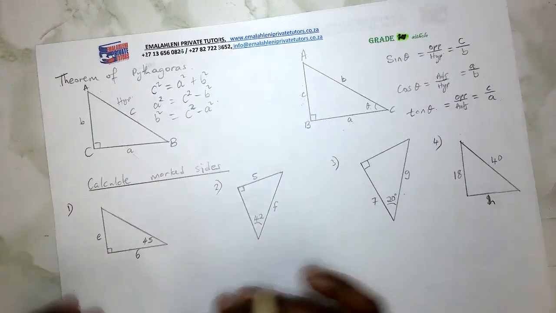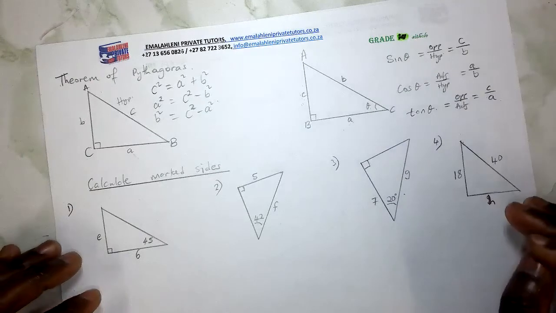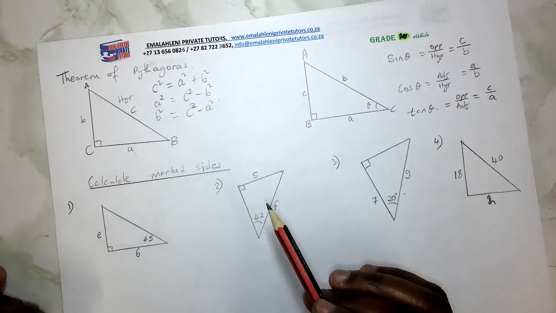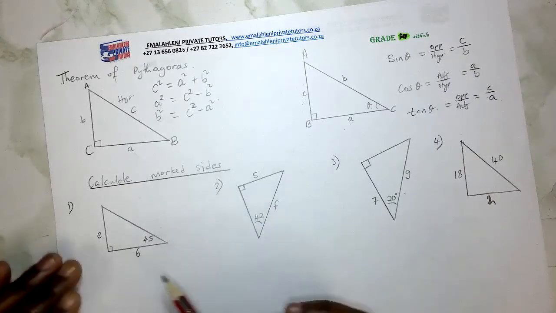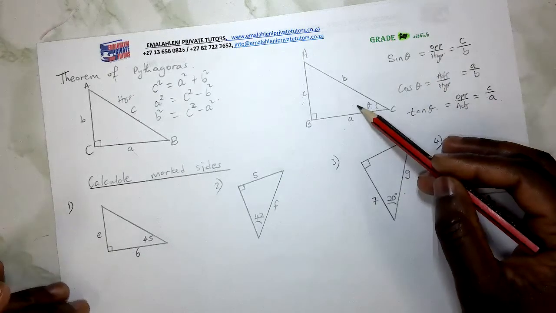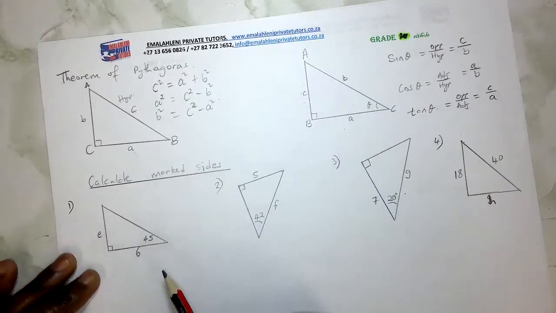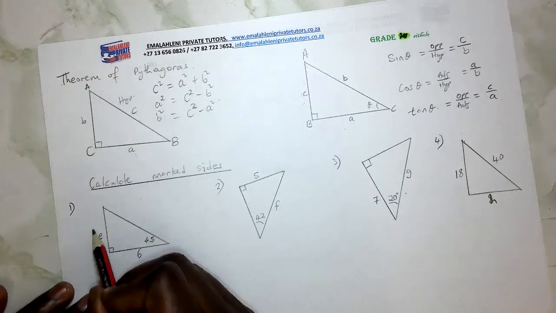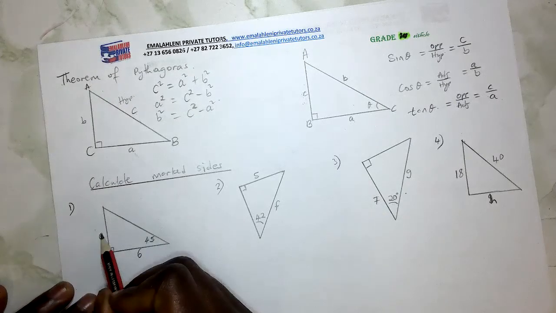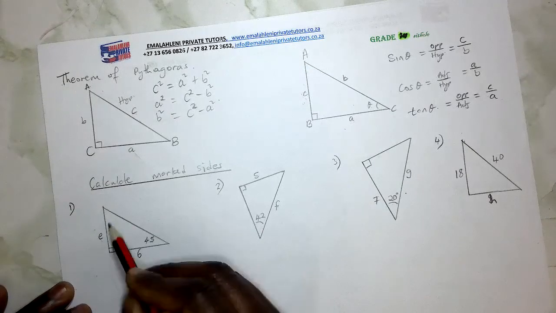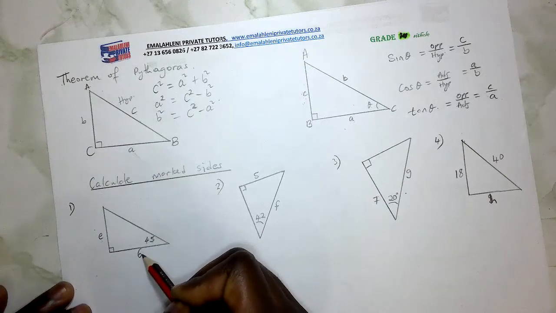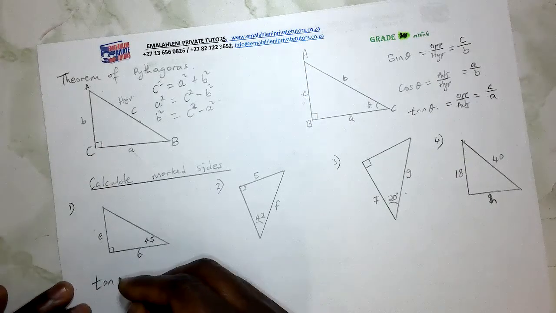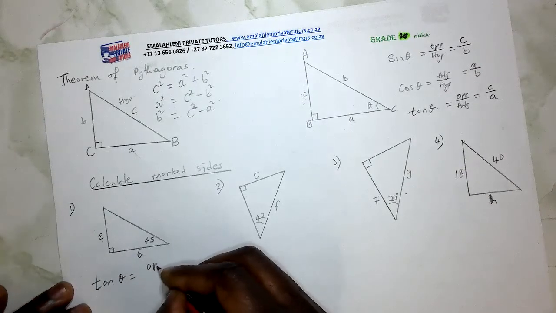Now, let's see where we apply this knowledge. We want to find the marked side here, E. It's a right angle triangle, and this only applies to right angle triangles. In this triangle, we are given the angle and the adjacent side, and we are looking for the opposite side. So we're going to use tan, because what's available to us is the adjacent and the angle, and the opposite side is the one that we want. So we use tan theta equals opposite over adjacent.